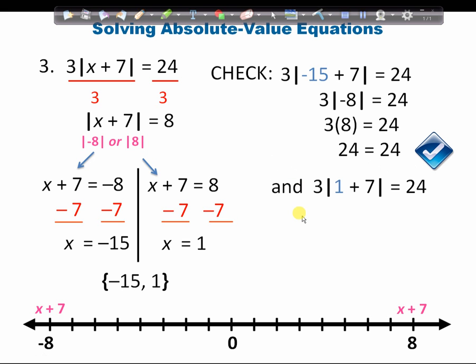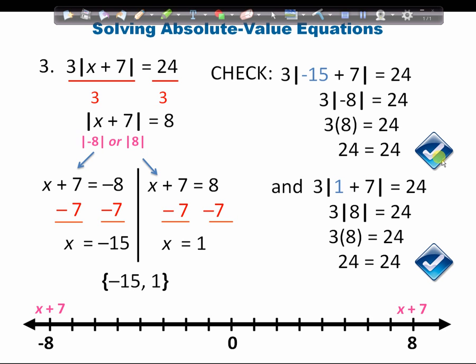Then I'm going to check my other answer with my 1. So I'm going to say 3 absolute value of 1 plus 7 equals 24. 1 plus 7 is 8. The absolute value of 8 is 8. And 3 times 8 is 24. So it checks out. So these are our two solutions, negative 15 and 1. Again, please make sure you have all of the work written and all of the checks. You do not have to write the number line at the bottom.